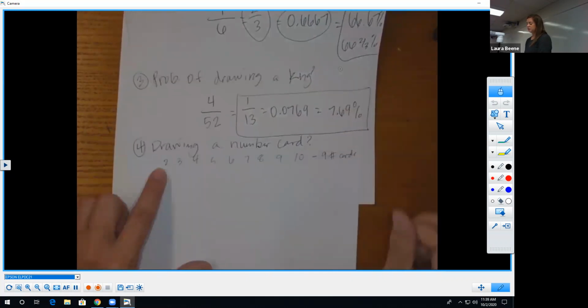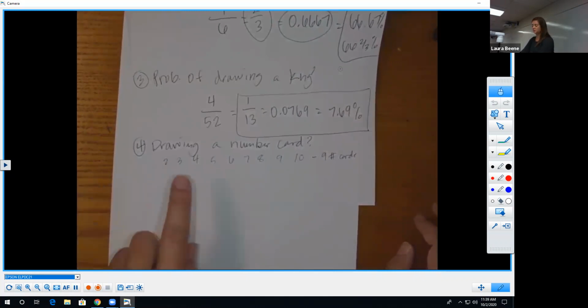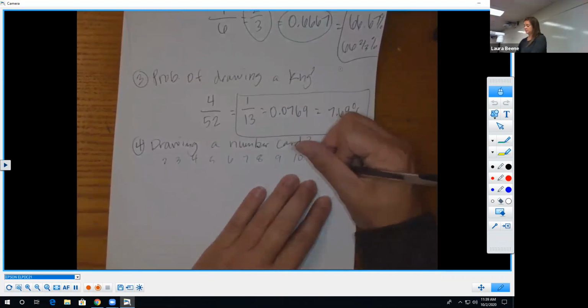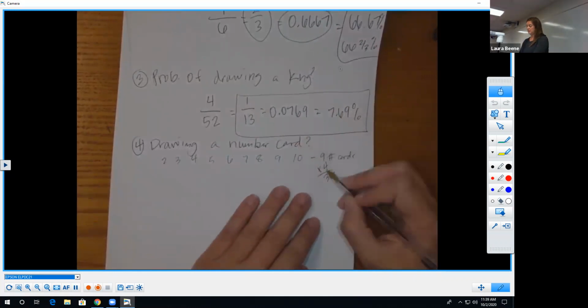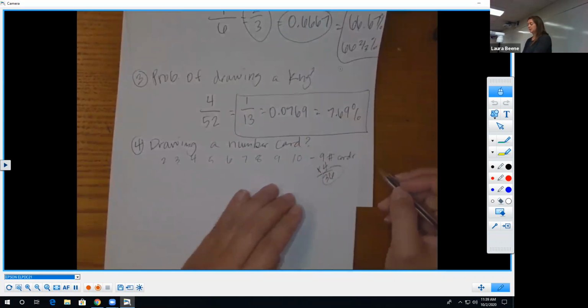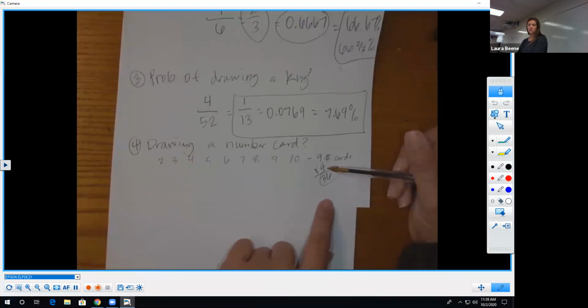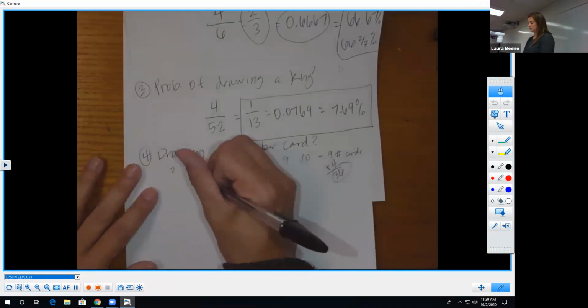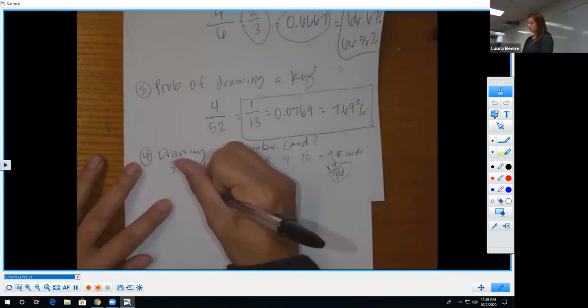Okay, how many 2s do we have? We have 4 2s, a diamond, a heart, a spade, a club. How many 3s? 4 3s. So it's going to be 9 times 4 is 36 total number cards. Again, you can come up with that number a lot of different ways. I just counted up how many number cards we had and multiplied it by 4 because there's 4 of each. So 36 number cards total in the deck out of how many cards total?